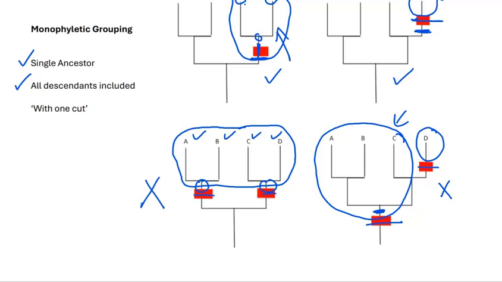In very general terms, if you can create your clade with a single cut to the tree, then this is a legitimate clade. If you have a double cut or more, it is not a legitimate clade.